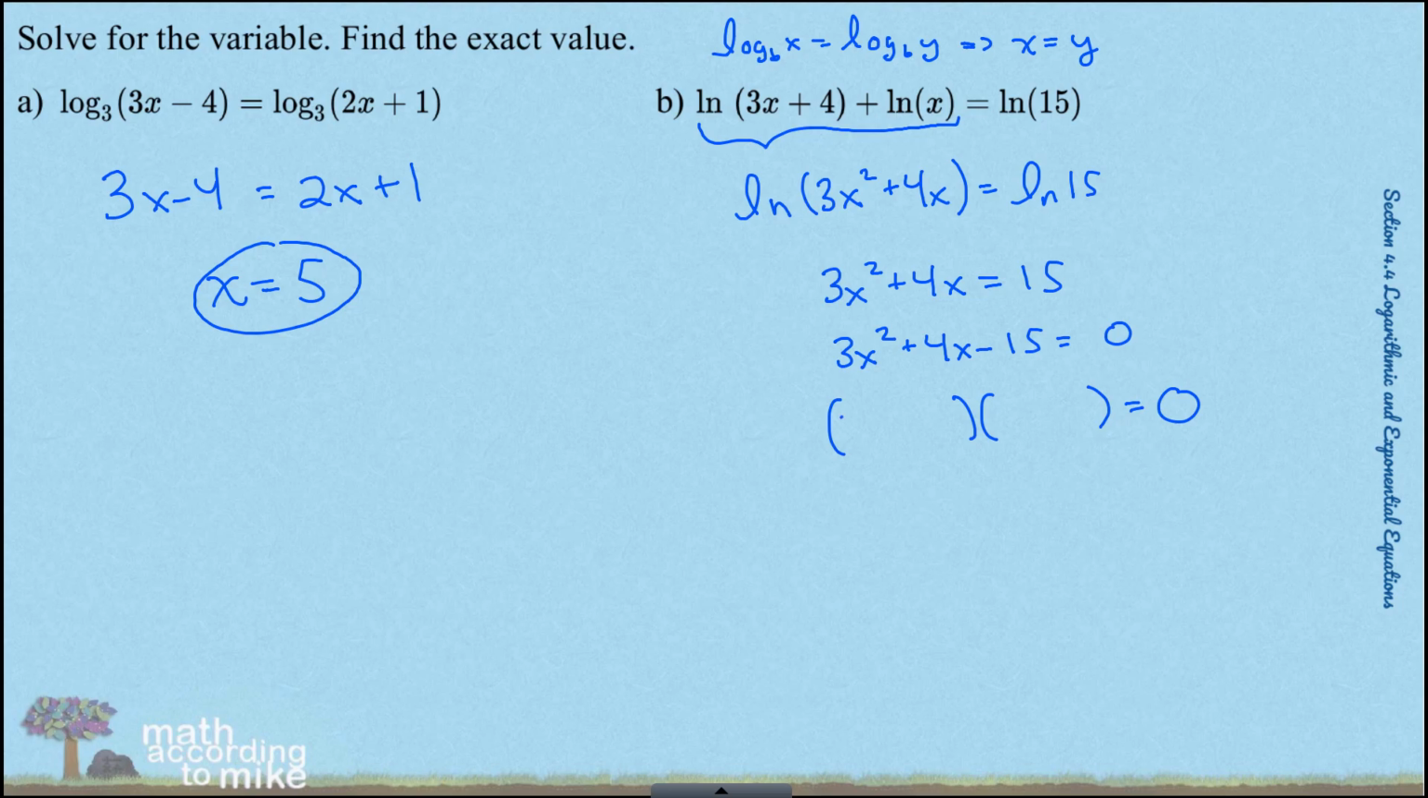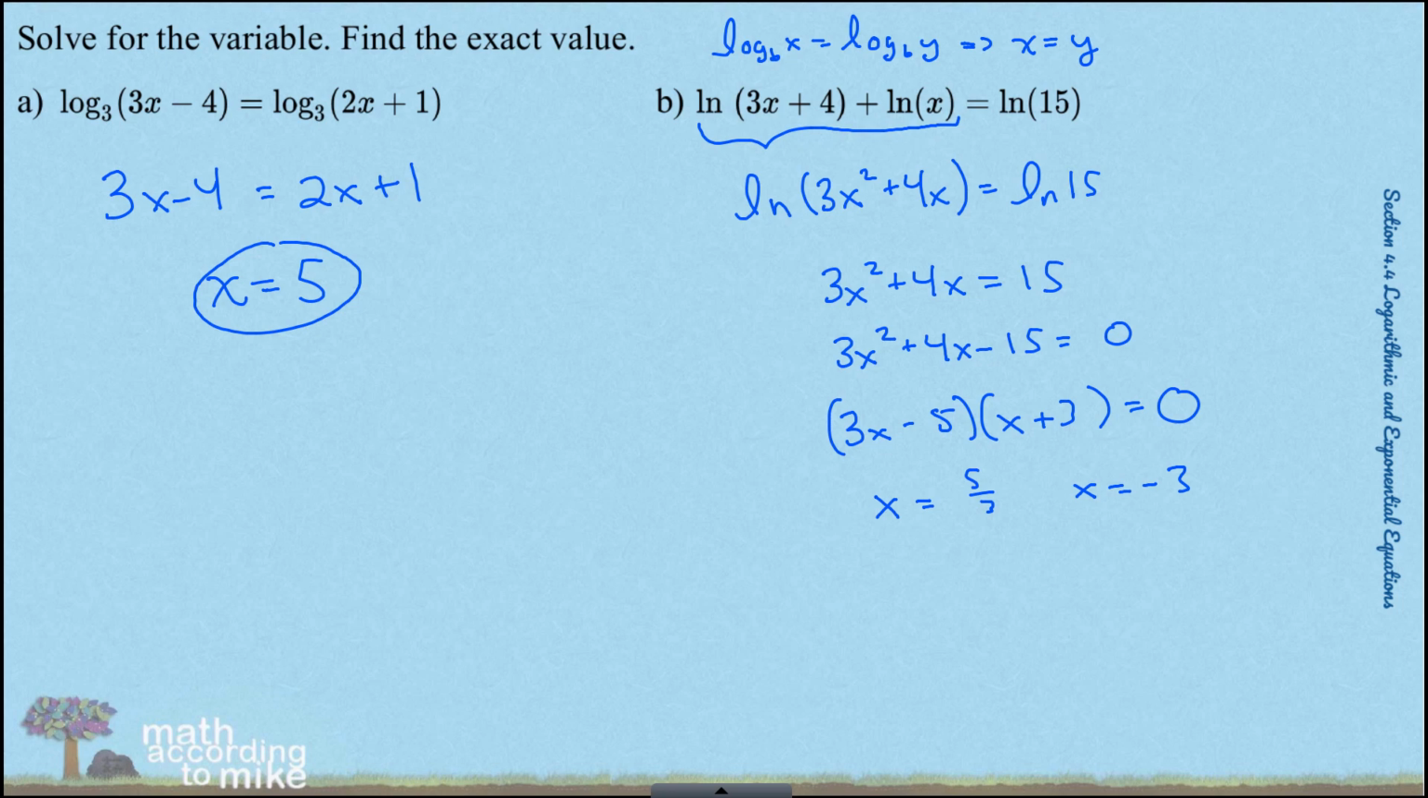I think it's like 3x plus 5, x minus 3. Let me check that. Nope, it's 3x minus 5, x plus 3, right? Because that makes 9x and minus 5. All right, good. So this says x is positive 5/3 and x is negative 3.